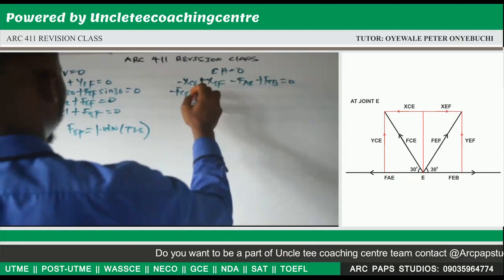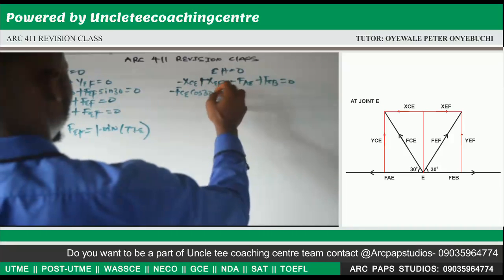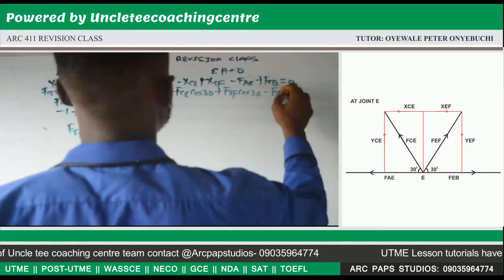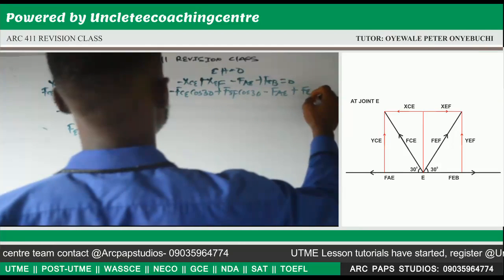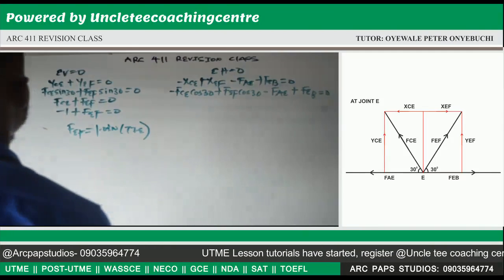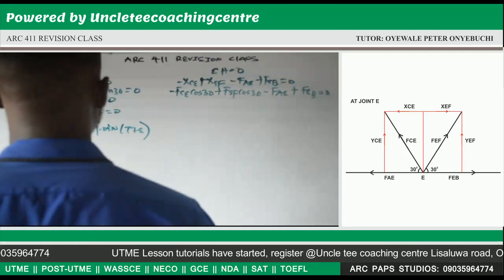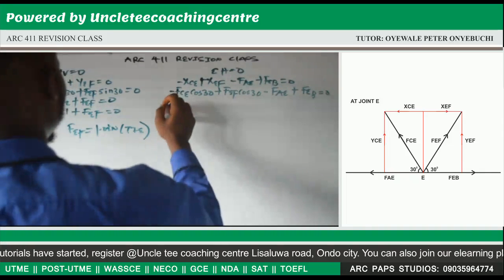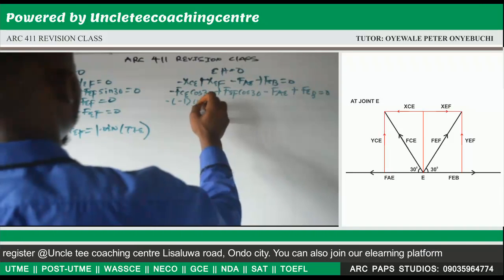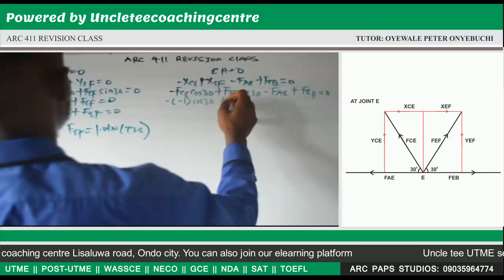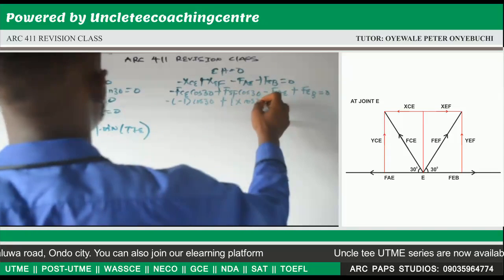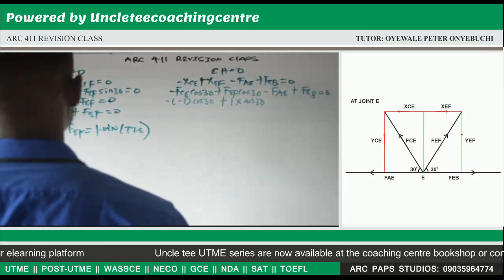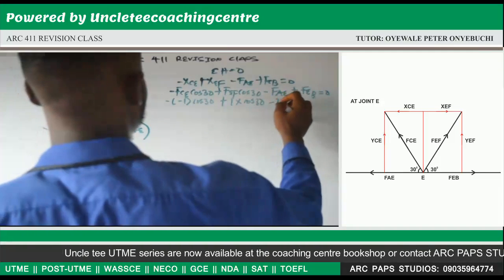Minus FCE cos 30 plus FEF cos 30 minus FAE plus FEB is equal to 0. Now our FCE is 1. Oh, sorry, minus 1. So this will be minus 1 cos 30 plus 1 times cos 30. Our FAE is 2 points, I think 2.6, yeah, 2.6.